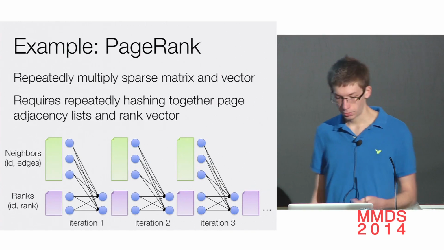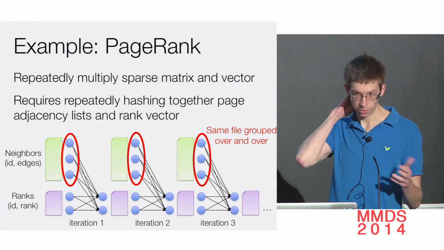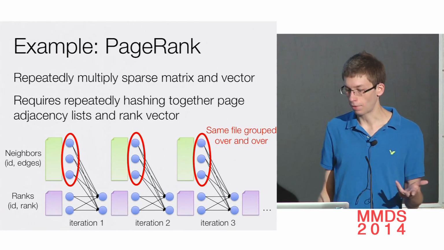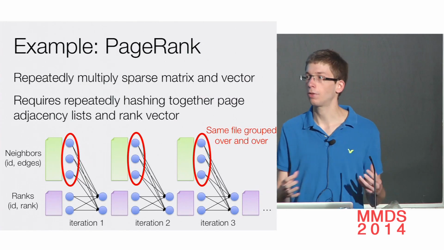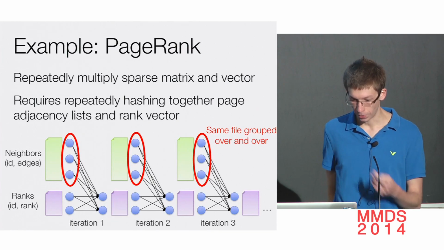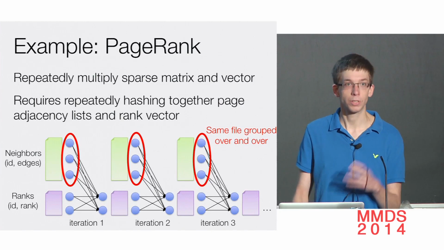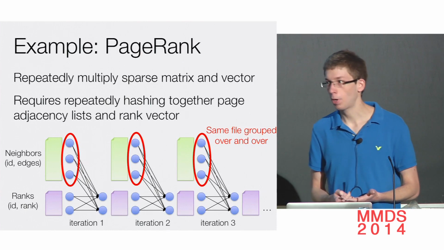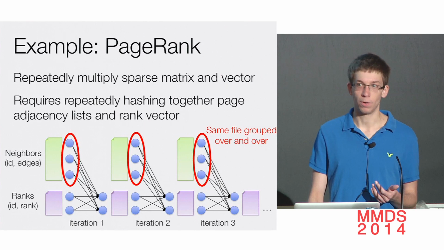What's bad about this is that if you look at that neighbors file, it never changes. That's just the adjacency list of your graph, and it never needs to change. But nonetheless, on each iteration, you have to hash together these things and send most of the data across the network to group it together with the ranks. As a result, you have this communication cost which is proportional to the size of your graph, the biggest thing in your problem. And it's also happening on each iteration, so it's actually proportional to the number of iterations.